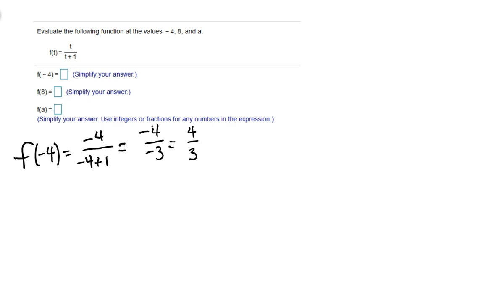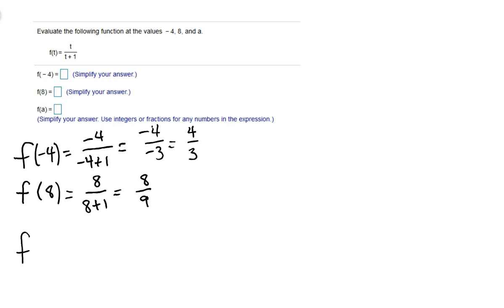Let's give the next one a try. We want to evaluate the function f at t equals 8. Everywhere we see a t, we want to change it to 8. So we would have 8 over 8 plus 1. We're going to simplify. 8 plus 1 is 9. And 8/9 is in lowest terms. So f of 8 is 8/9.